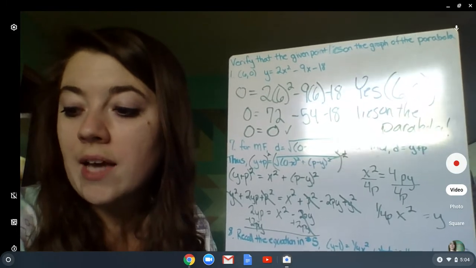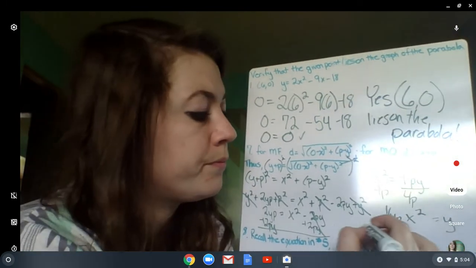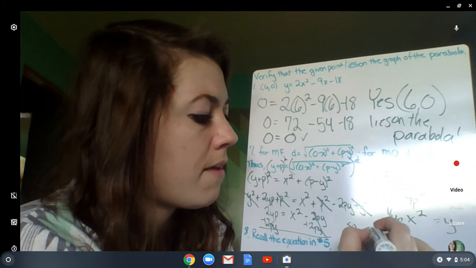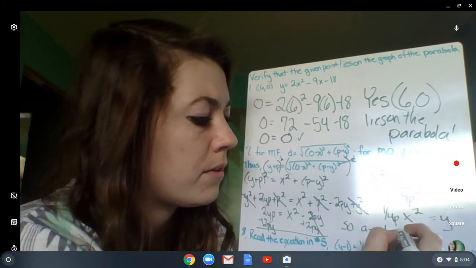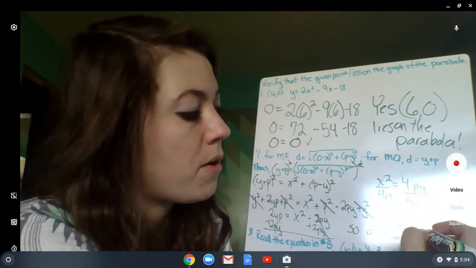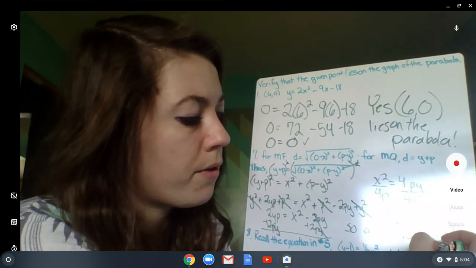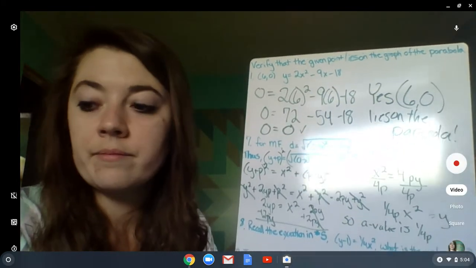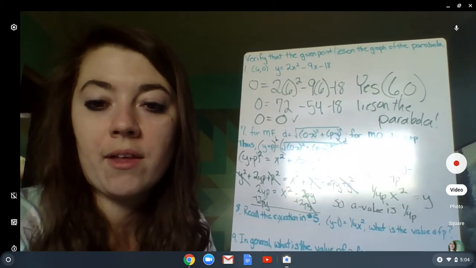So there is our equation. So the a value is 1/4p. So that's what we're looking at there to show what the a value is.